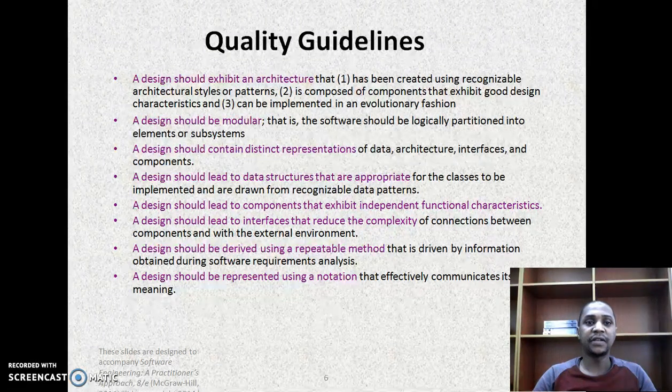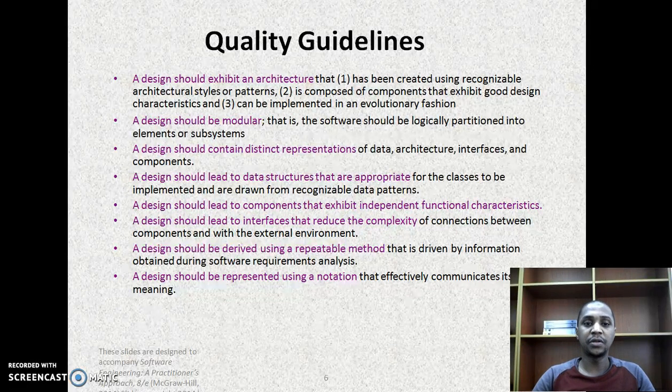Another quality guideline is that a design should be modular, that is, the software should be logically partitioned into elements or subsystems. This makes things easier and simpler. A design should contain distinct representation of data, architectural interfaces, and components. A design should lead to data structures that are appropriate for the classes to be implemented and are drawn from recognizable data patterns. A design should lead to components that exhibit independent functional characteristics.